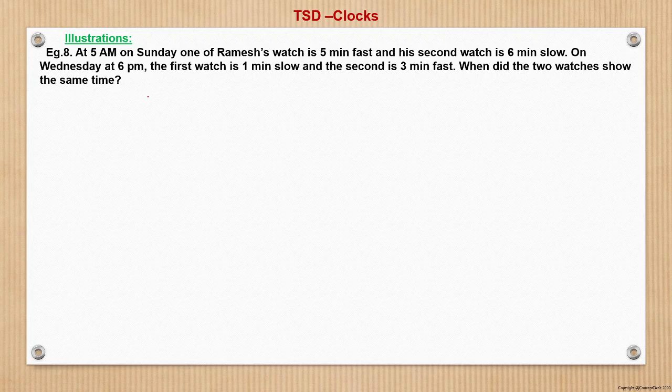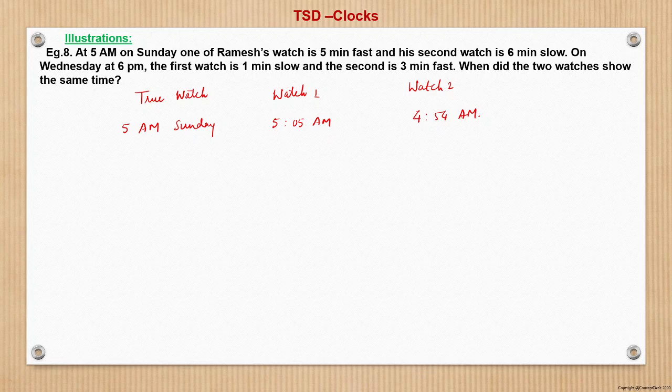Here it says that there are three watches. Suppose a true watch, then there is another watch, watch 1, and then watch 2. At 5 a.m. on Sunday, the true watch would be showing 5 a.m. Sunday. One of Ramesh's watches is 5 minutes fast, so it would have been showing 5:05 a.m. And his second watch, which is 6 minutes slow, would have shown 4:54 a.m. on the same day.